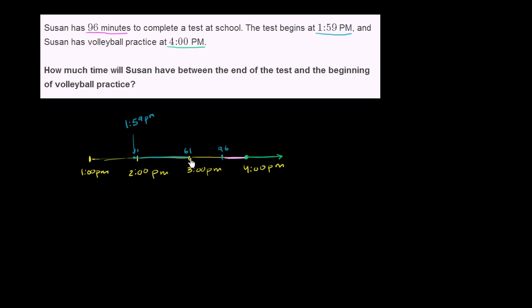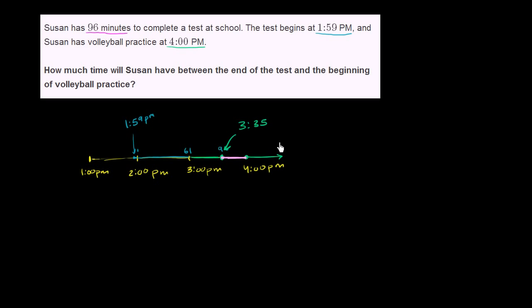So at 3 o'clock, 61 minutes have passed. And if we ask how many more minutes have to go on for the end of the test, it's going to be 96 minus 61. So the amount of time that elapses past 3 o'clock is 96 minus 61, which is 35 minutes. So this right over here is going to be 3:35. And now our question is, how much time is there between 3:35 and 4 p.m.?